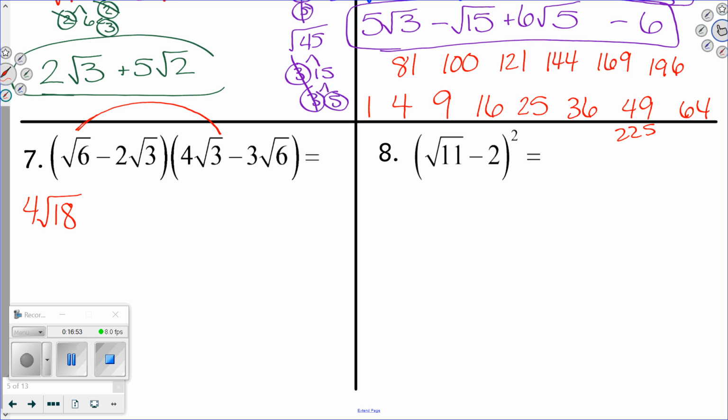All right, distributing to the next part. Outside numbers give me negative 3. Inside numbers gives me radical 36. Ding, ding, ding, that's perfect, right? It's on my list. I'll deal with that in a minute.